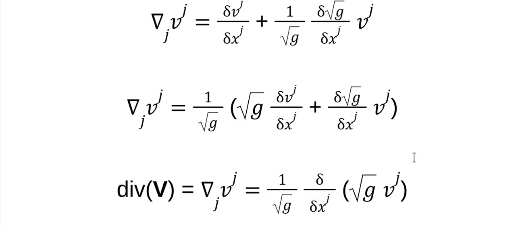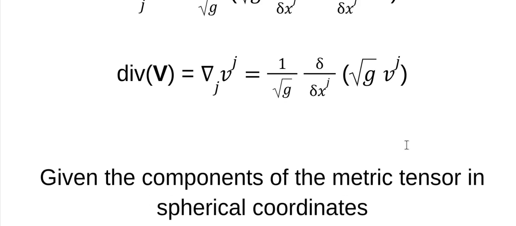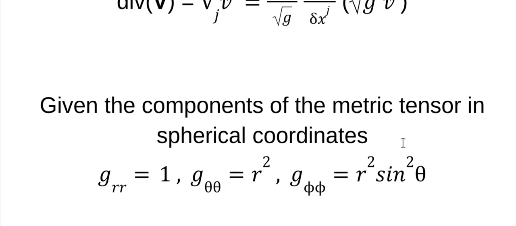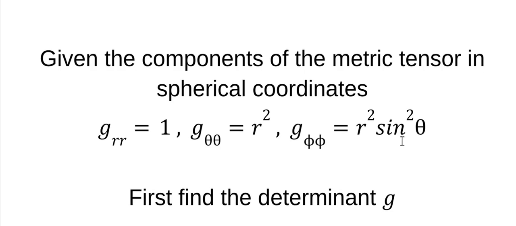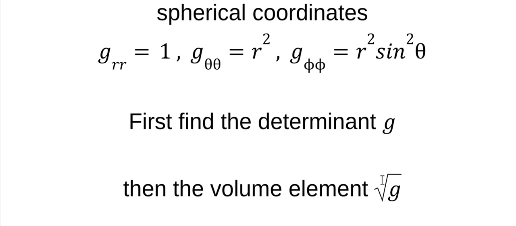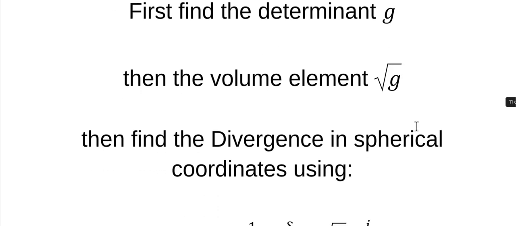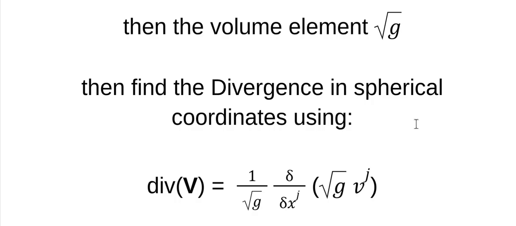Okay? So, what are we going to do? Given the components of the metric tensor in spherical coordinates, which are these, find the determinant of g first, then find the volume element, the square root of g. Use that in this equation to find the divergence in spherical coordinates. All right, so we did this the long way last time. Now we want to do it using this new equation, the Voss-Weyl formula.